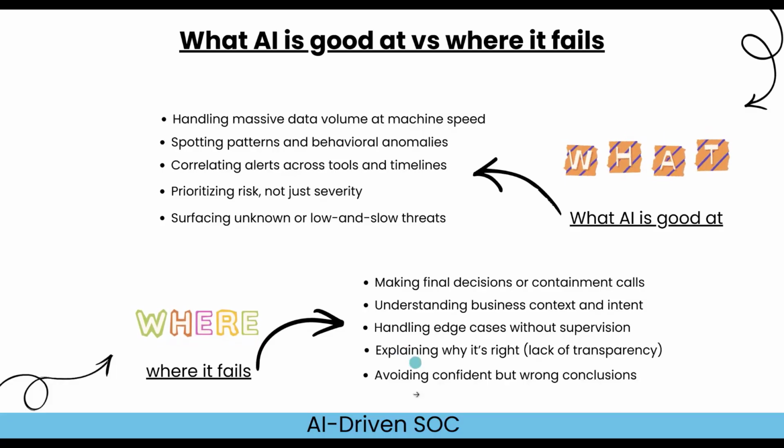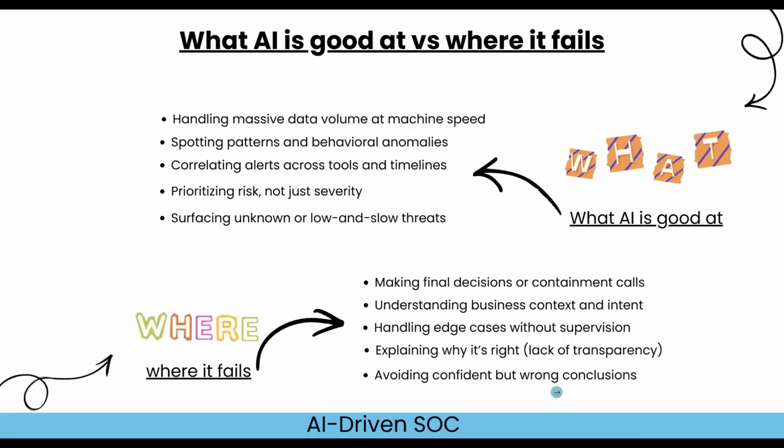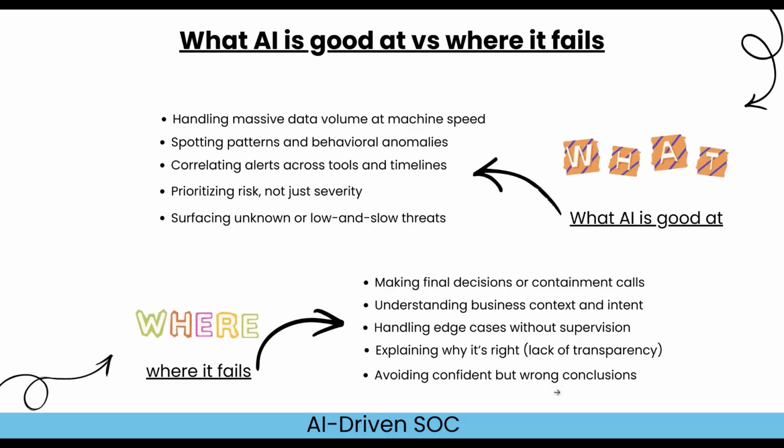Now, avoiding confident but wrong conclusions. Let's understand with an example. These AI models sometimes hallucinate because they have been trained on a large set of data, and they are basically pattern recognition engines that try to predict the next set of activities. AI models don't think or understand the real world. They try to predict the most plausible sequence of incidents. If there was an issue with the training data, the AI models can hallucinate and generate wrong conclusions.